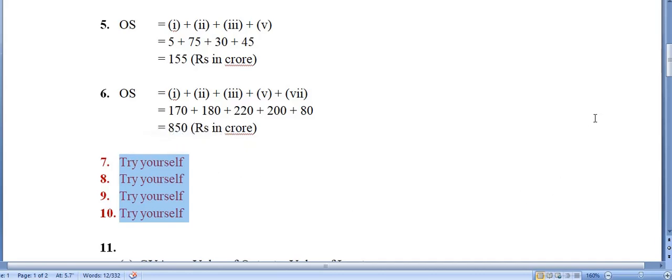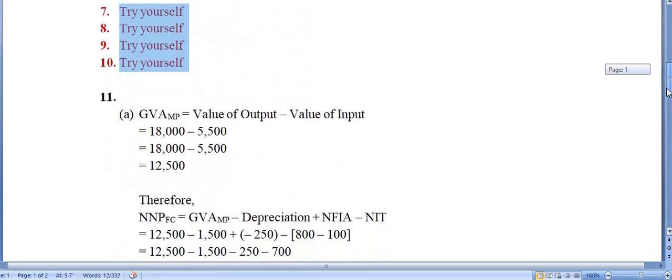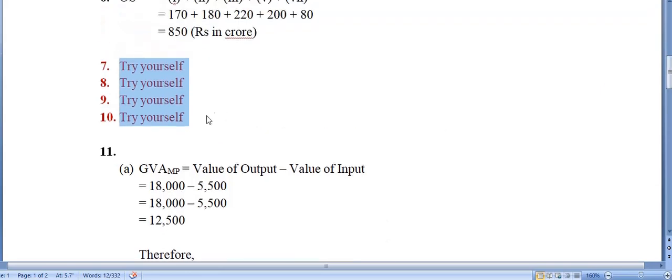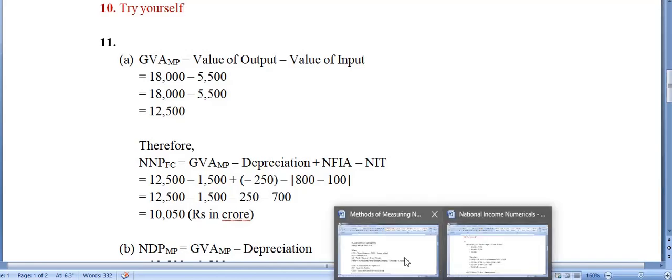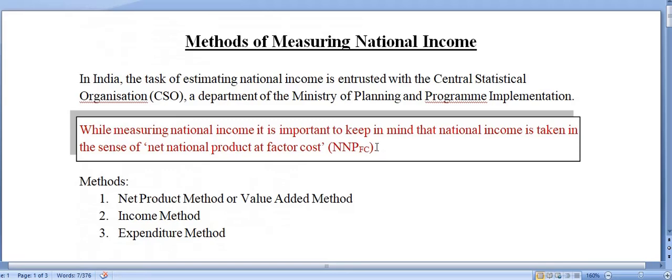Now let us go to number 11. You have to estimate operating surplus again, but, oh sorry, question number 11, because question number 10 is also the same thing, operating surplus. Question number 11: on the basis of information given below, estimate national income. So, as I already said, national income is your NNPFC. National income is always and always at NNPFC. So you have to calculate NNPFC.